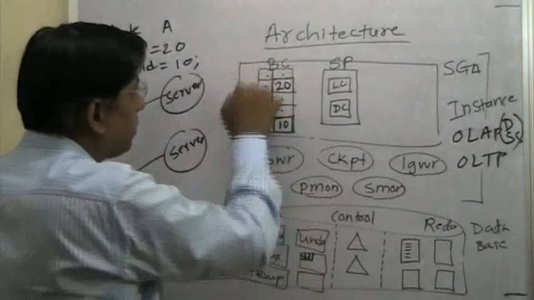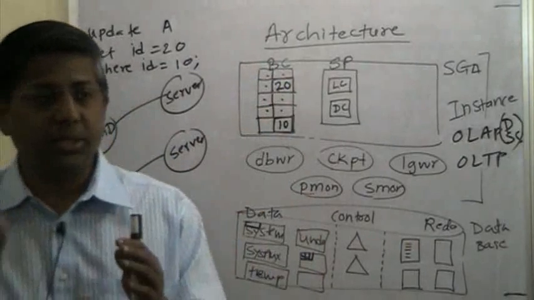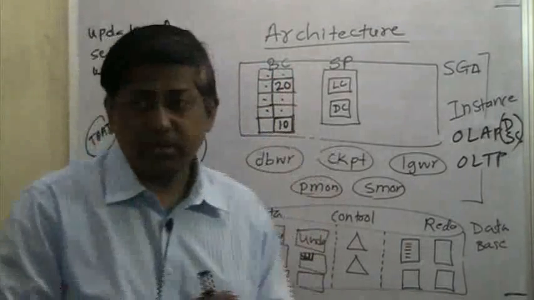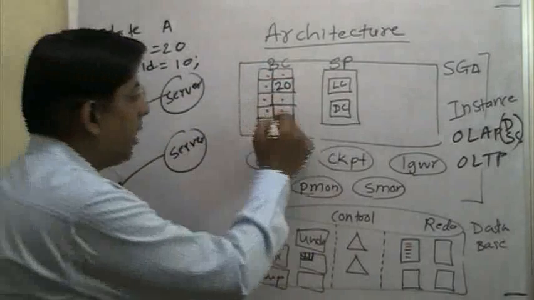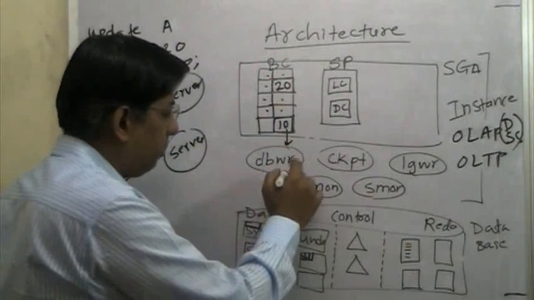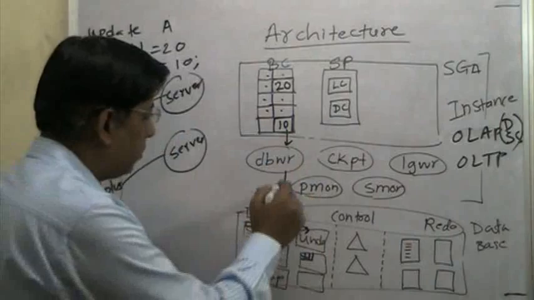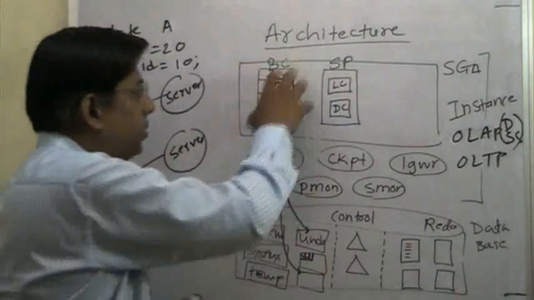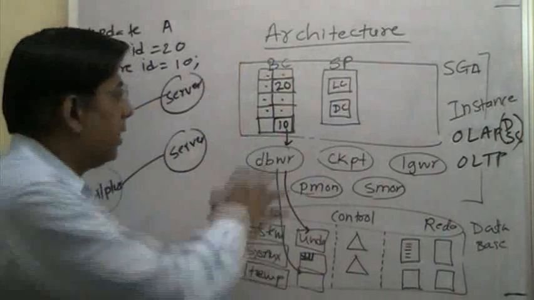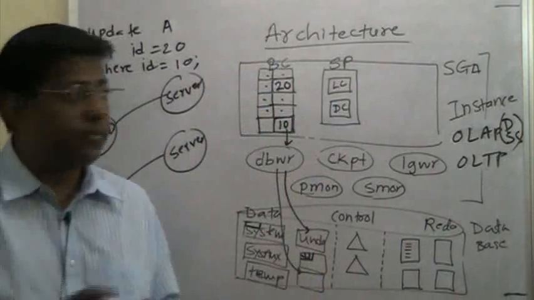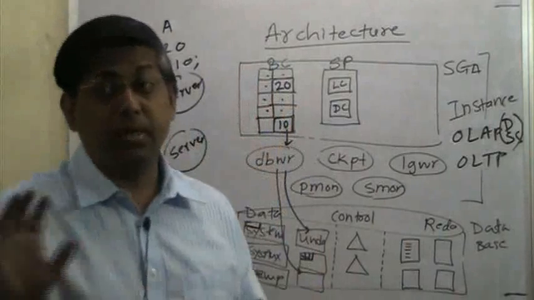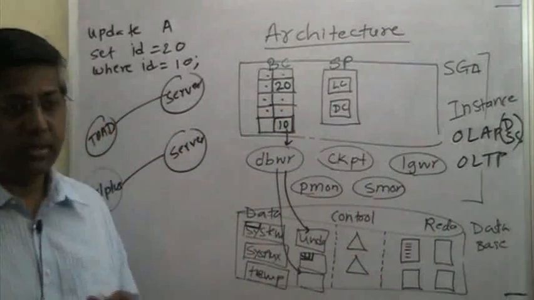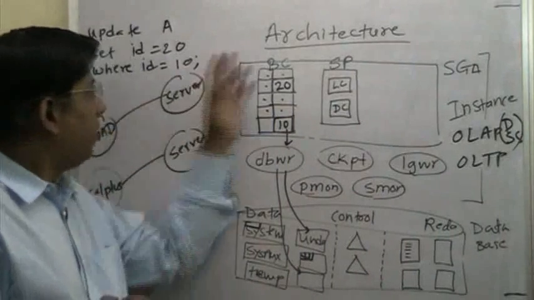The moment the buffer cache is not big enough to hold all of your undo buffers as well as your data buffers, then what will happen? Then the data will be written by the process DBWR to the undo or to the actual data blocks. So the only time things are written back to the disk is when the cache is not big enough to hold the data. If it is big enough, things will not be written back to the disk.